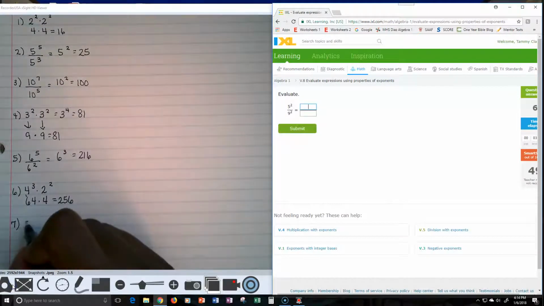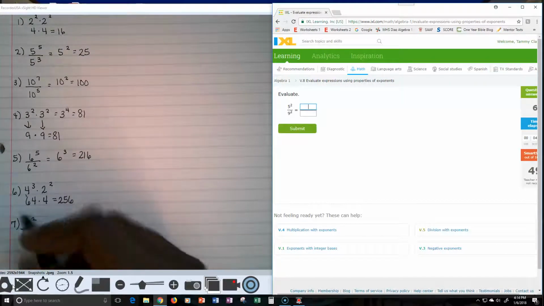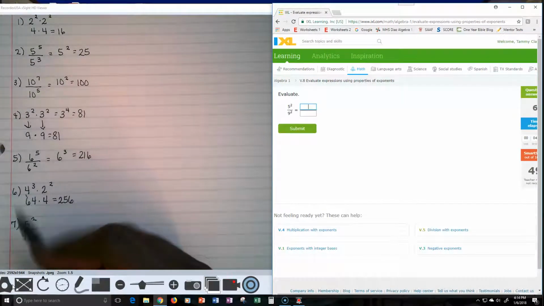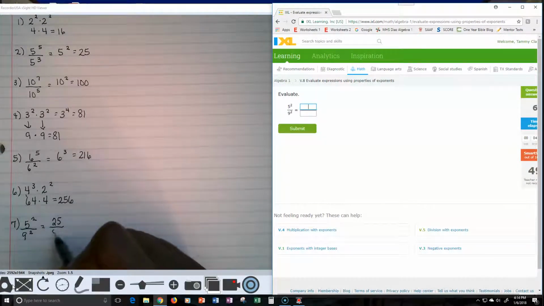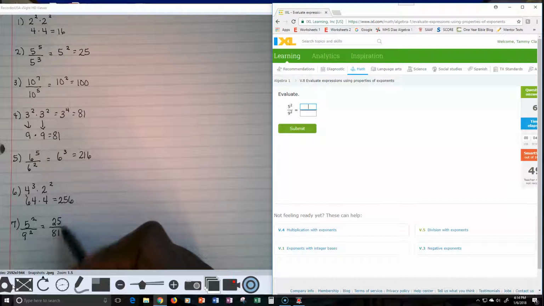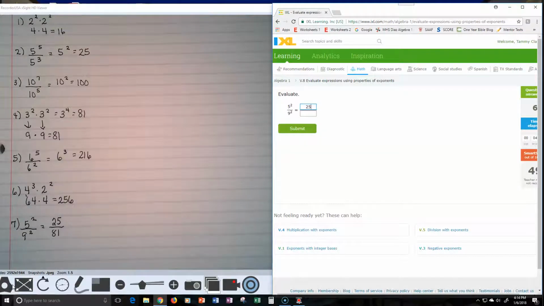Number 7, we have 5 to the 2nd power divided by 9 to the 2nd power. Again, these bases are not the same, so you cannot use the rule, just subtract the exponents. That won't work. So we have 5 squared, which is 25, and 9 squared, which is 81. We can't reduce these because there is not a number that goes both into 25 and 81. So we would just write 25 over 81.